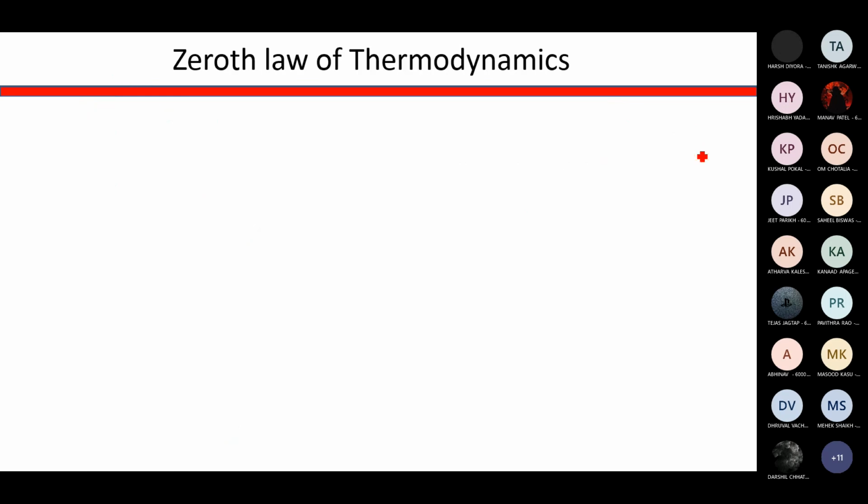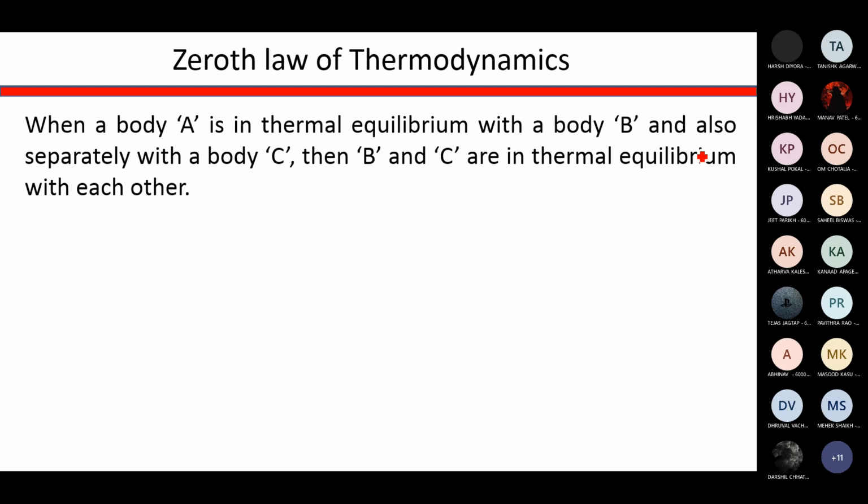Now we'll talk about the zeroth law of thermodynamics. Now see the definition of the zeroth law of thermodynamics. When a body A is in thermal equilibrium with a body B and also separately in equilibrium with body C, then we can say body B and C are in thermal equilibrium with each other.